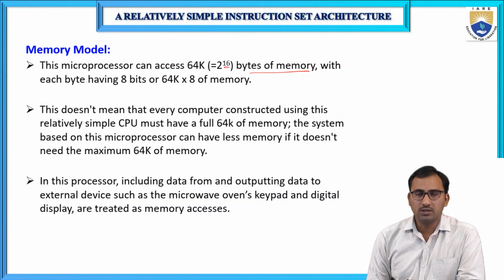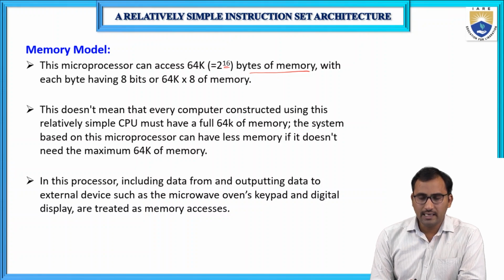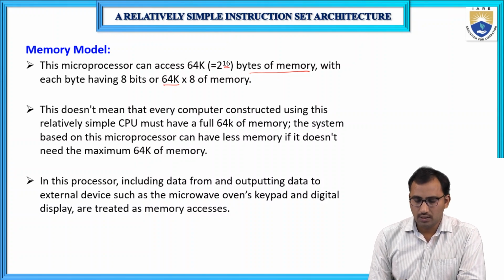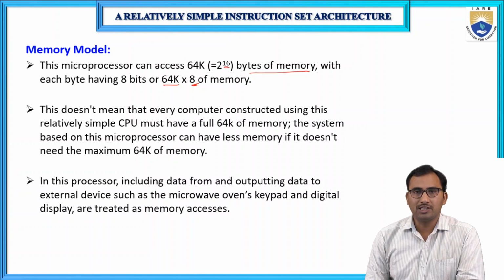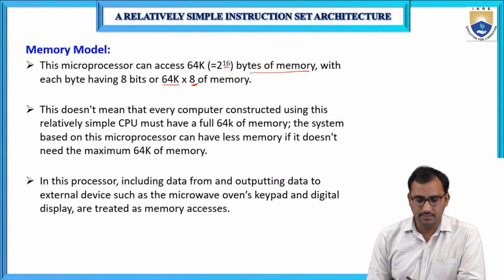So the processor can access up to 64 kilobytes of memory, with each byte having 8 bits, or 64k by 8 of memory. That means there are 64 kilobytes of memory locations, and each memory location is 8 bits in size. That means in every memory location we can store 8 bits of information. So 64 kilobytes is the maximum memory that can be accessed by the processor.